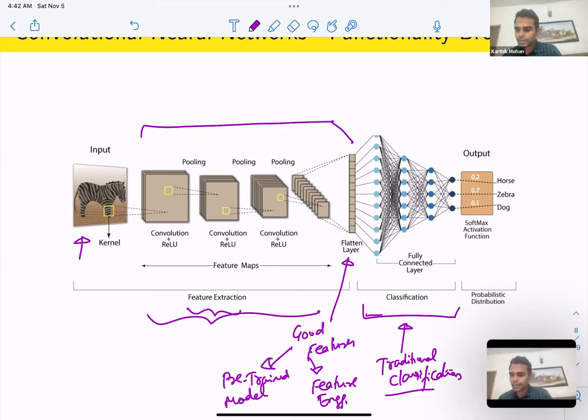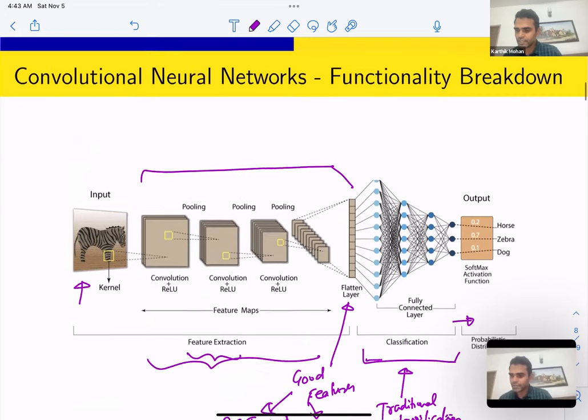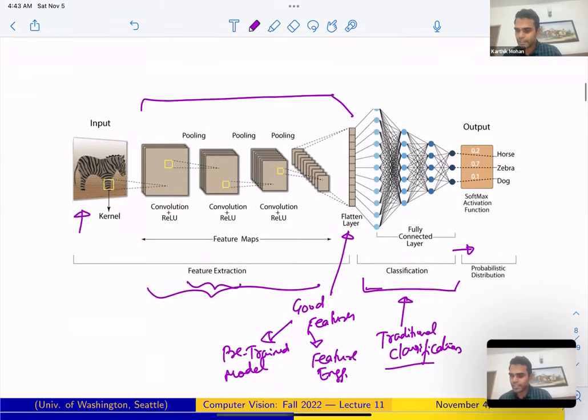You know, so here it turns out CNNs that are trained well with good architectures can find good features on their own. So why bother doing feature engineering on your own when you can do that for images, right? And then once you go through this classification layer, you output probabilities for different classes. And yeah, so that's the breakdown of the functionality.